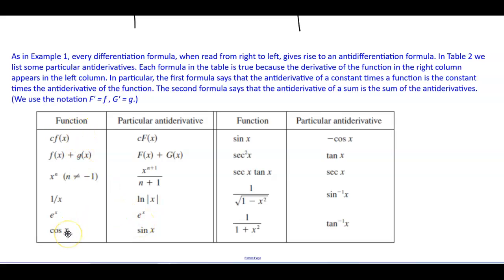The function cosine of x has an antiderivative of the sine of x. The function sine of x has an antiderivative of negative cosine of x. The function secant squared x has an antiderivative of tangent x. The function secant x times tangent x has an antiderivative of secant x. 1 over the square root of 1 minus x squared has an antiderivative of sine inverse x. And 1 over 1 plus x squared has an antiderivative of tangent inverse x.